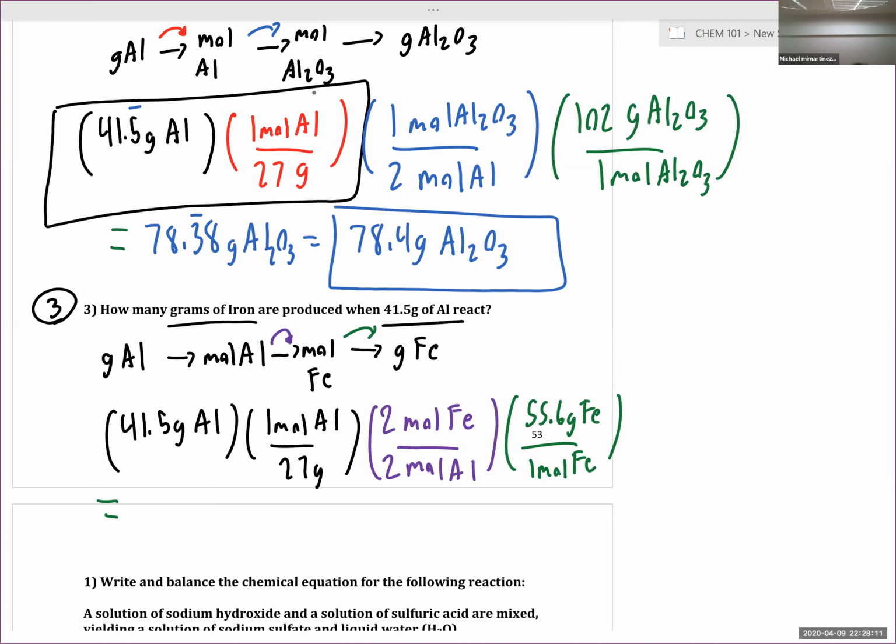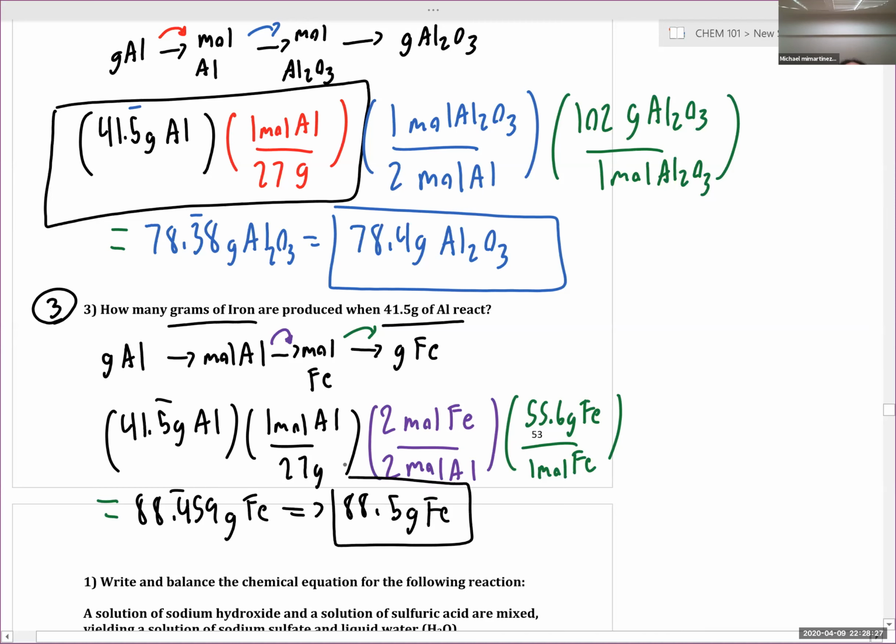So after punching this into our calculator, we get 88.459 grams of iron, which we round to 3 sig figs to give us 88.5 grams of iron. Perfect. Any questions so far? Any questions so far on these stoichiometry examples? Is everyone comfortable solving these examples?